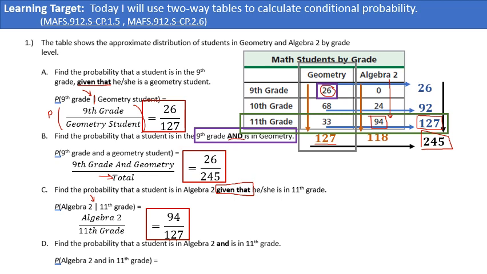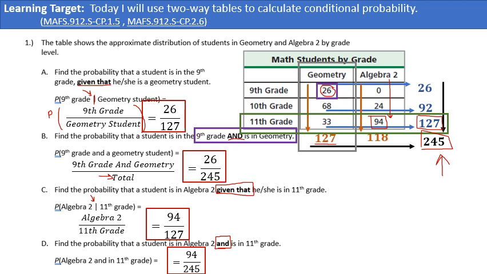All right, part D. Find the probability that a student is in Algebra 2 and in 11th grade. Notice if it says "and," are we changing our denominator? No, we're talking about everybody. So if it's "and," it will stay in the numerator. If it says "given that," it will change the denominator. So we're talking about 94 over 245, because our total is out of everybody.